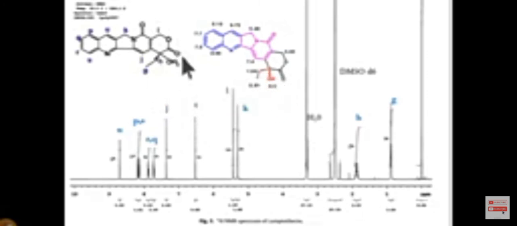Then the most shielded proton in the aromatic region is J. You can see J is here. You can see it's in the D ring. The proton which is present in the D ring, J, is the most shielded proton in the aromatic ring system.